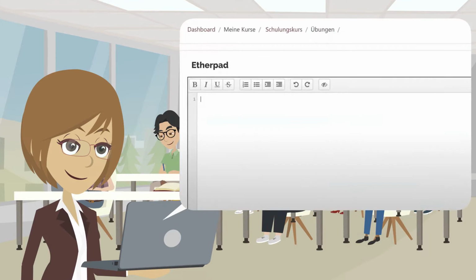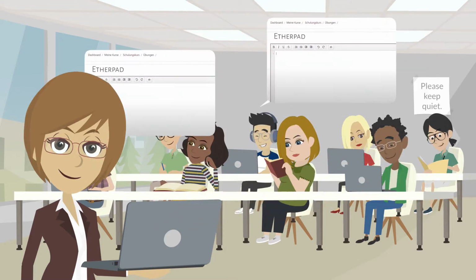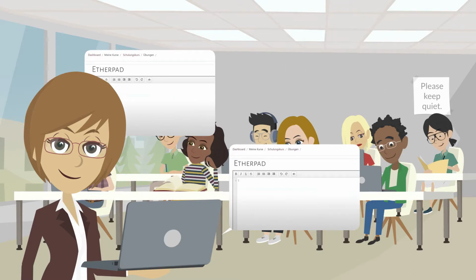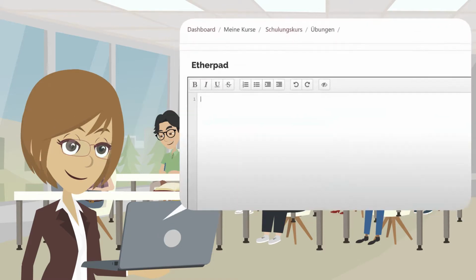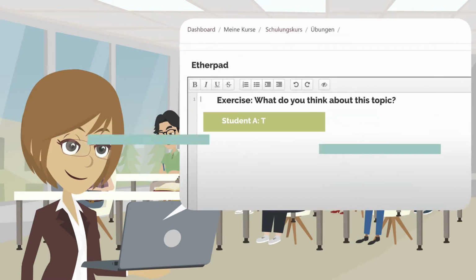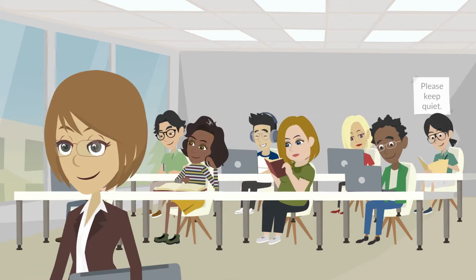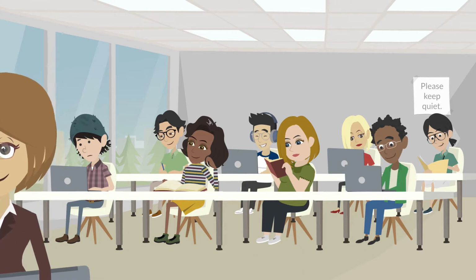A second possibility could be a kind of marketplace learning with an Etherpad. This is very interesting too and does contribute a lot for the review of a topic. With an Etherpad, many students can, for example, create written texts simultaneously. Unfortunately, there are only limited options for work with colors, so we structure it with bold writing and capital letters.